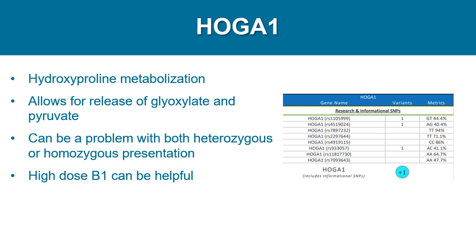So this is one I'm showing you, HOGA1, which is involved in our hydroxyproline metabolism, which, again, allows for the release of glyoxylate and pyruvate. This is our newest association with primary hyperoxaluria type 3. Individuals with this presentation can have issues when they are either heterozygous, in this case, or homozygous. You have a 1 or 2, which often gets overlooked. Because of this hydroxyproline and pyruvate relationship, individuals with this one do very well with inclusion of high-dose thiamine. Again, another reason why I really love thiamine being used therapeutically. But again, the heterozygous and homozygous presentations are significant.